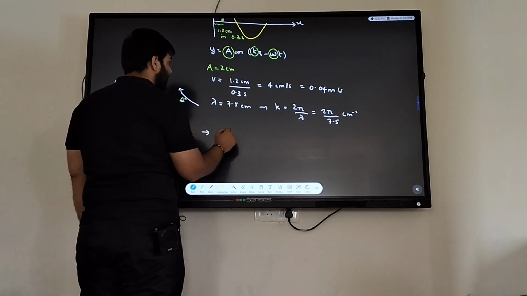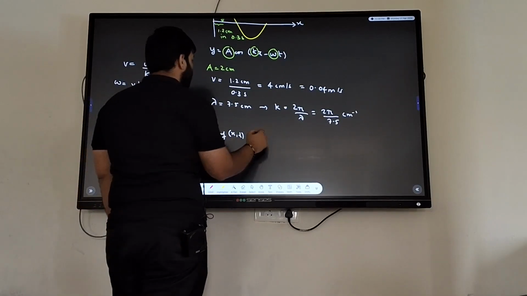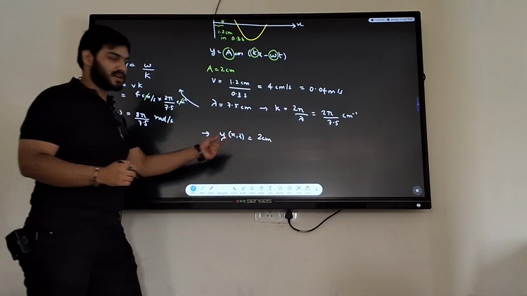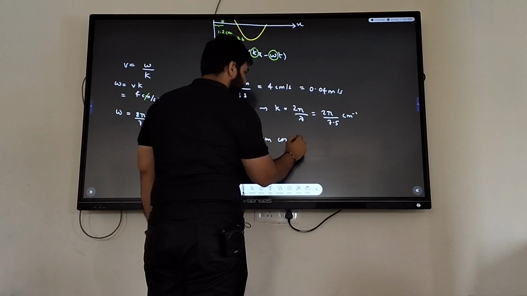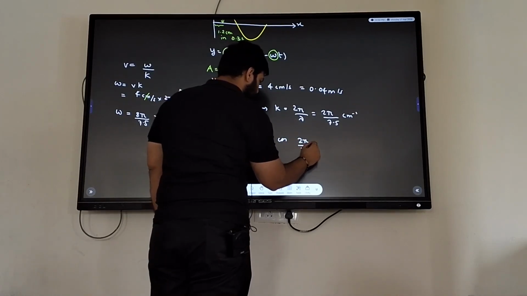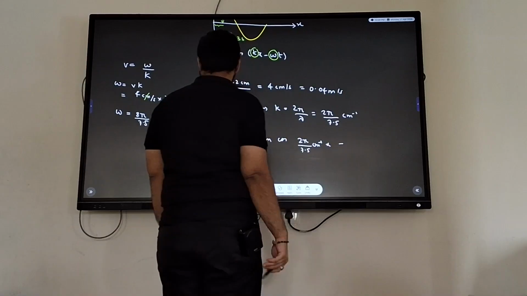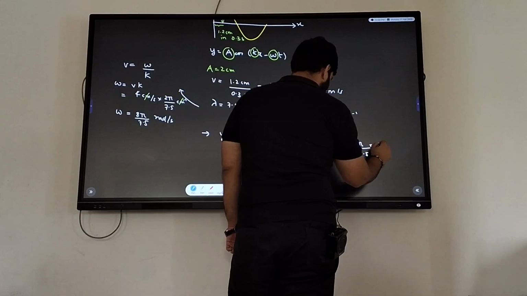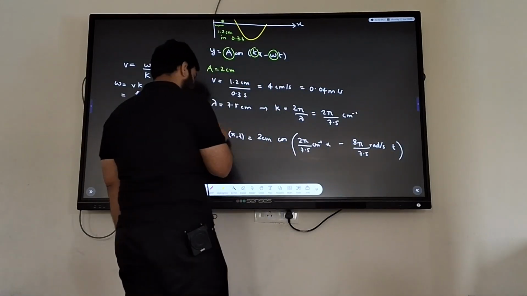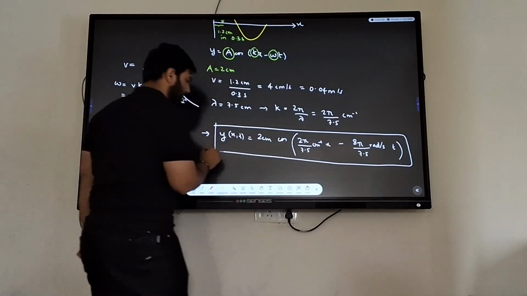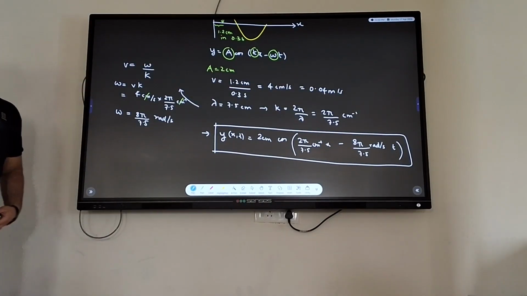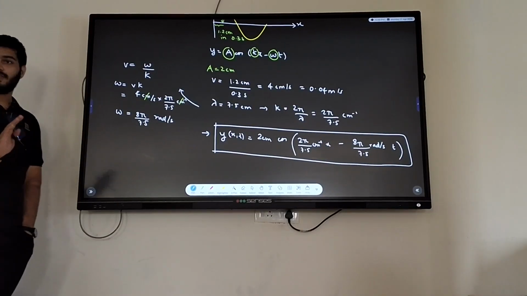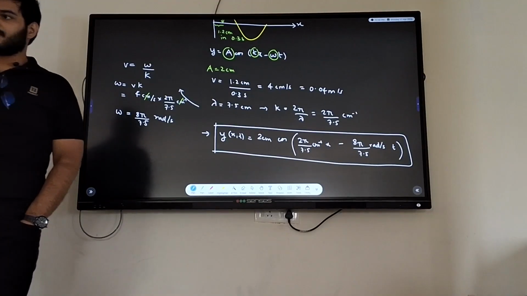So I write y of x comma t as 2 centimeters. Please write the unit with the number. Please mention everything: cos of 2 pi by 7.5 centimeter inverse x minus 8 pi by 7.5 radians per second t. And this is my equation. Did you understand? This is how you should write the whole thing, with all the units. Then it is correct.